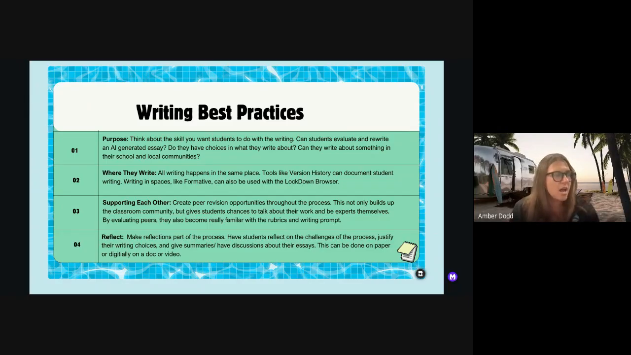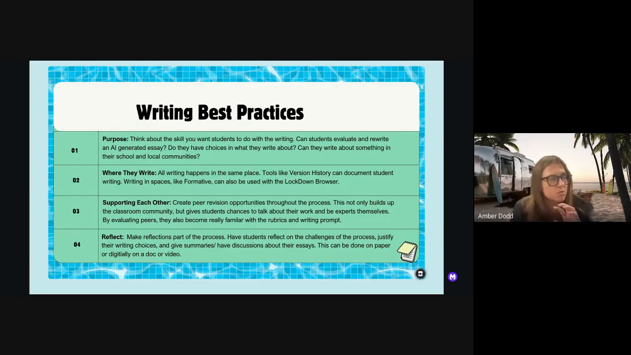If we have questions, think about how we can have students support each other. Give them peer revision opportunities throughout the process. How can they go beyond the classroom to present this as well? Can I combine with another teacher to share and be part of that process? And then reflections.